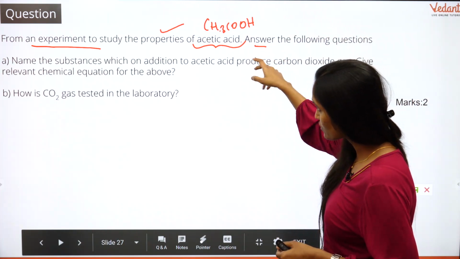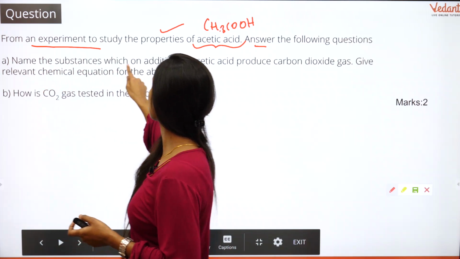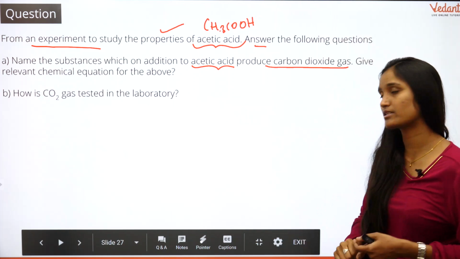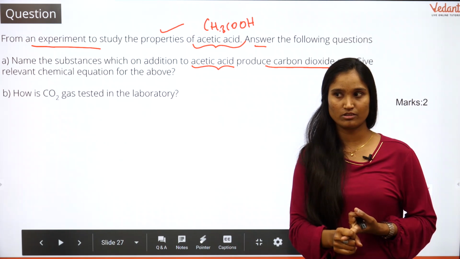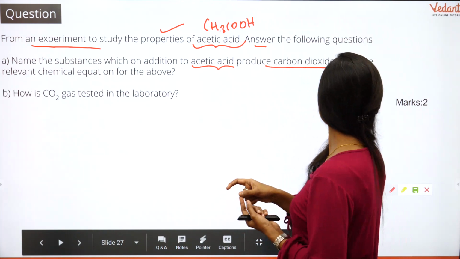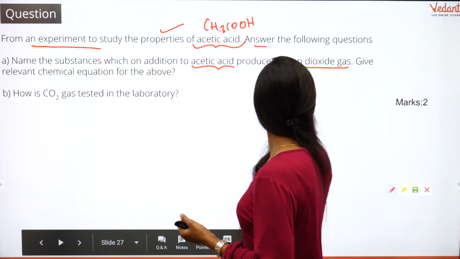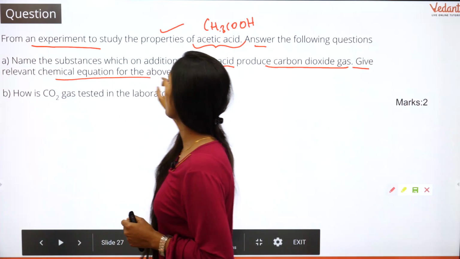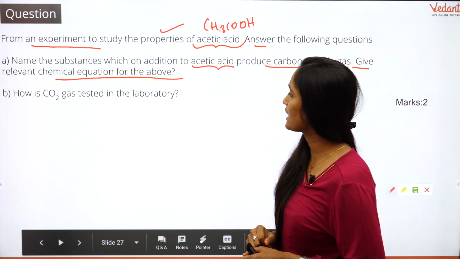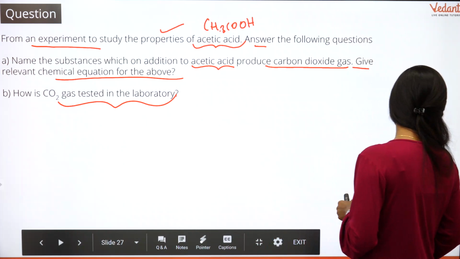Answer the following questions with respect to this statement given. Name the substances which, on addition to acetic acid, produce carbon dioxide. You have acetic acid. You have to name one such substance which can produce CO2, isn't it? Carbon dioxide when treated with acetic acid. Fine. And you also have to write the chemical equation for this particular reaction. Second part of the question, how is CO2 gas tested in the laboratory? Very interesting question. So let's begin with the first one.